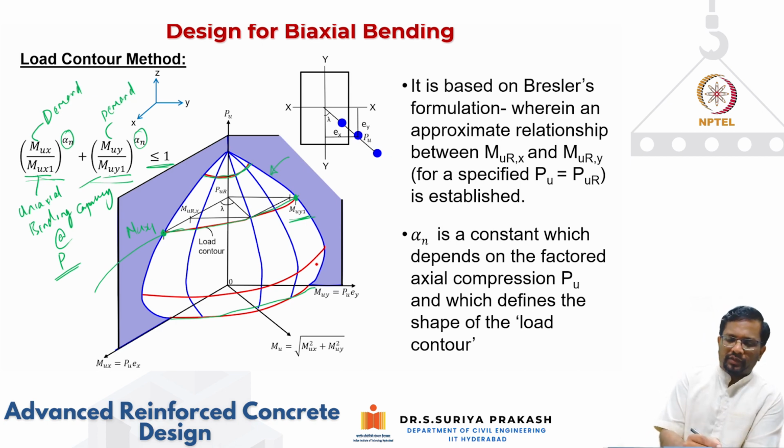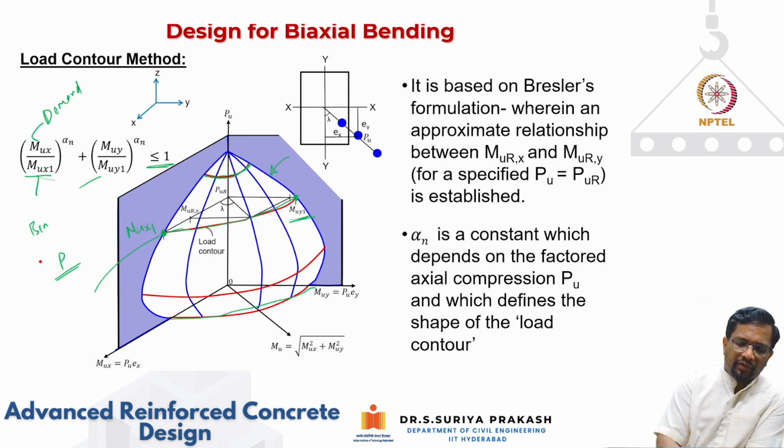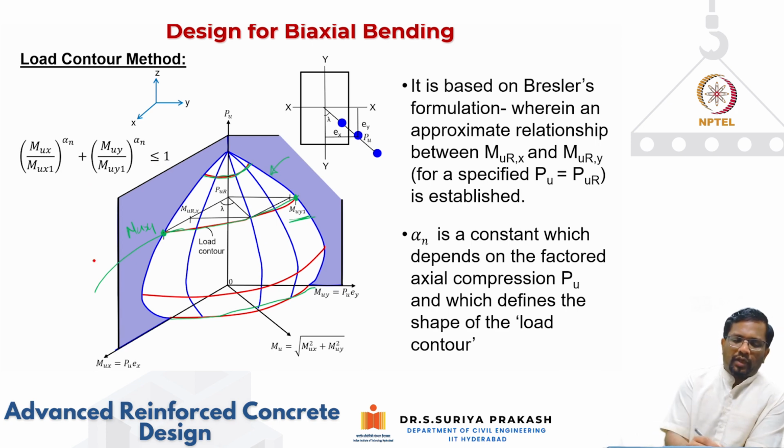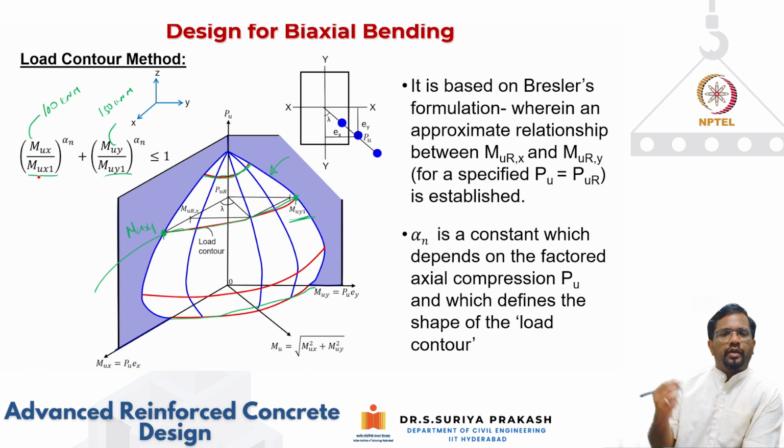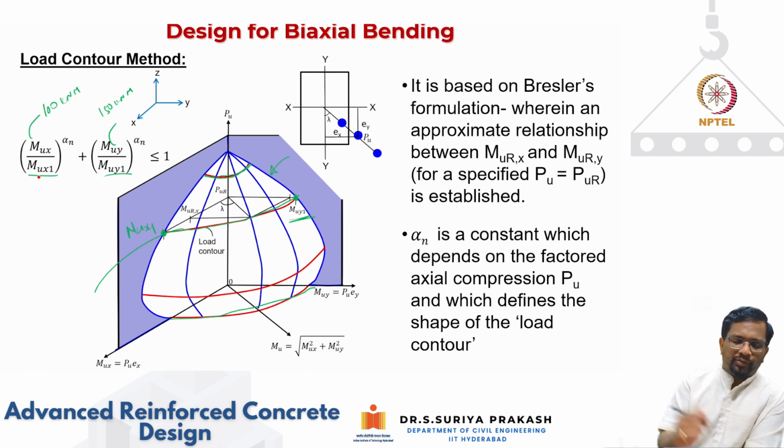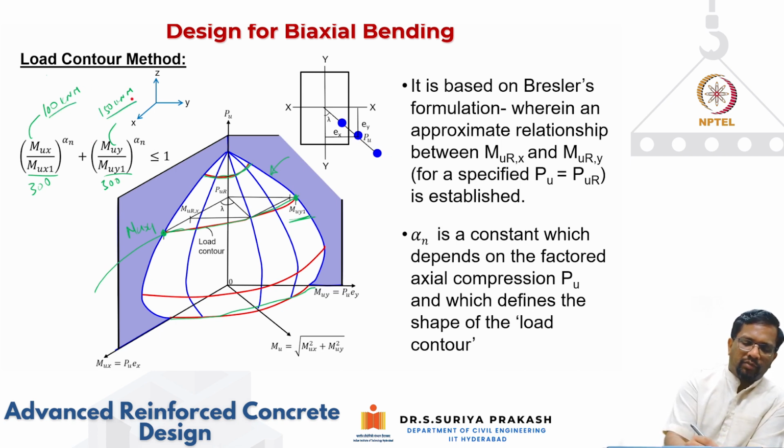Again, this is a failure curve equation between bending moments about both axes. If I know my demand, let's say Mux is 100 kilonewton meter and Muy is, let's say, 150 kilonewton meter. If I'm able to find these capacities, let's say I'm dealing with a square column with symmetrical reinforcement, so Mux1 and Muy1 will be the same. Let's say this is about 300 each, about both axes, since it is a square column. So you plug in these demands, 100 and 150, and these capacities.